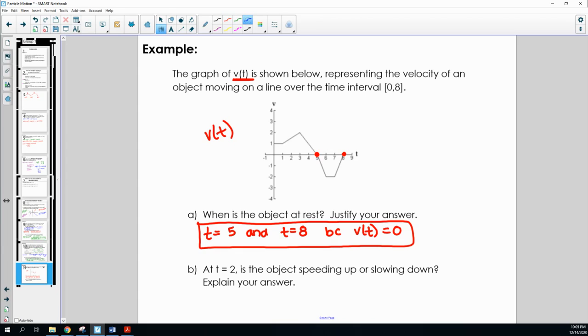Okay, and then the last one, at t equals 2, so let me just get rid of these. At t equals 2, is the object speeding up or slowing down? Explain your answer. So here, I'll just put a dot there. There's where t is equal to 2. A couple of things I notice. If you think about where it's approaching, is it going towards the x-axis or away from the x-axis? The line that t equals 2 is on is going away from the x-axis, so that means that it's going to be speeding up.